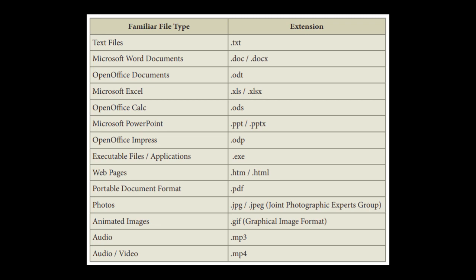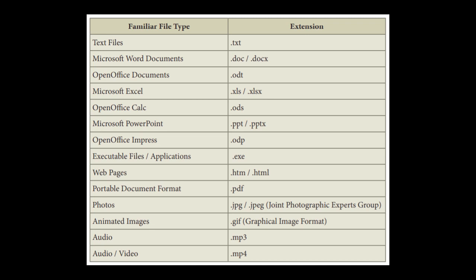For Microsoft PowerPoint, we all know .ppt or .pptx. In OpenOffice, instead of PowerPoint, we'll be learning about Impress, okay? The extension for OpenOffice Impress is .odp, okay? And for applications and all, it will be saved as .exe. Why is it .exe? It is an executable file, right? So they have given the extension as .exe, okay?